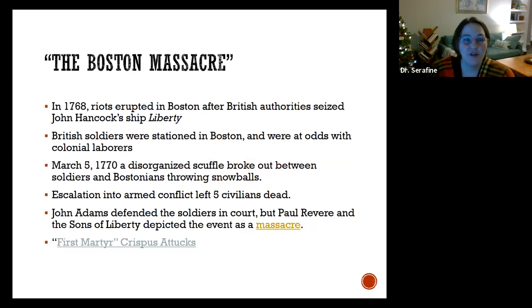After this event, British soldiers are stationed in Boston, and they're at odds with colonial laborers, in part because being a British soldier does not pay very well. So they actually competed with working men in Boston over jobs. So there's some resentment that they're competing over jobs. On March 5th of 1770, a disorganized scuffle broke out between soldiers and Bostonians who were throwing snowballs.